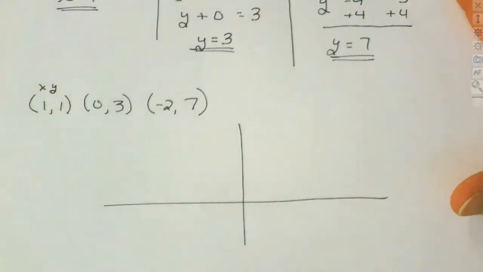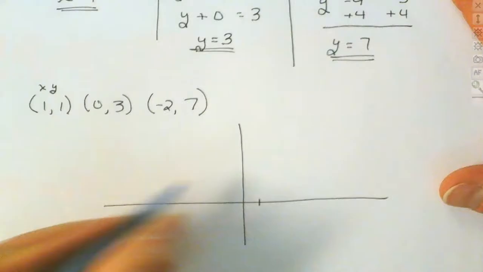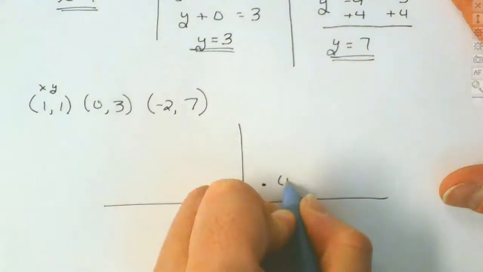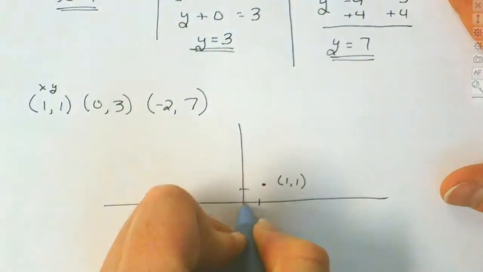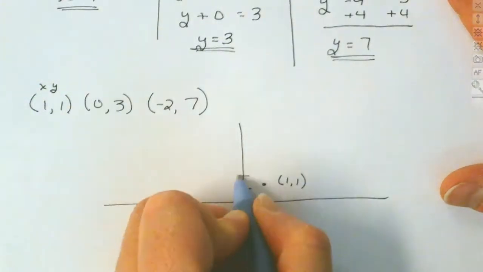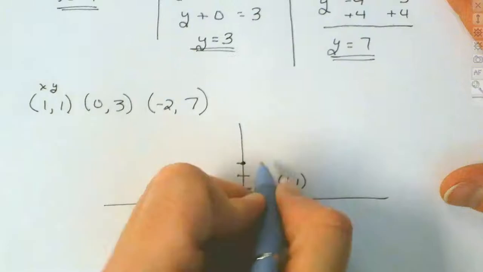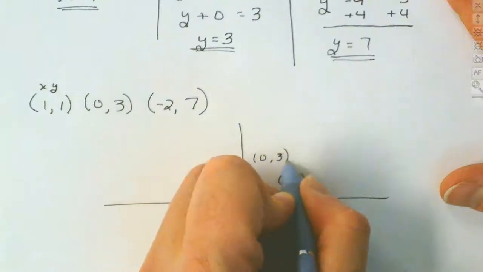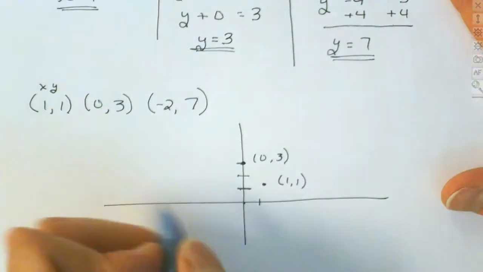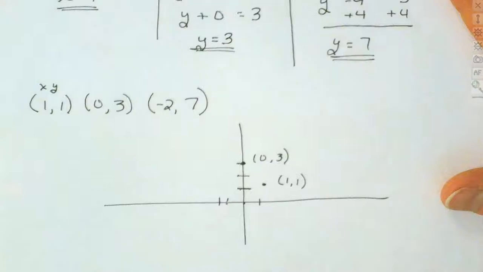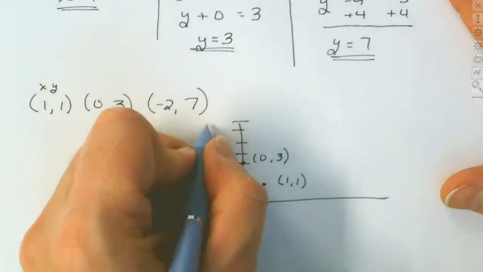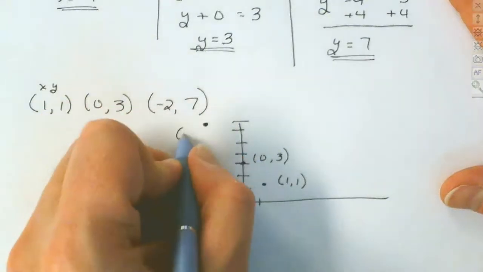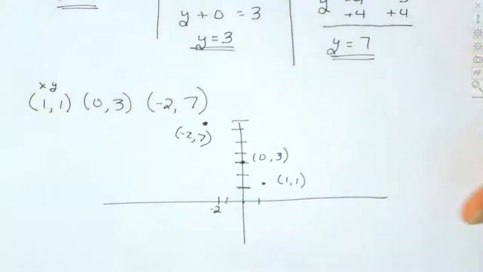So we've got 1, 1. So 1, 1 would be over 1 and up 1. We've got 0, 3. So that's at 0 and up 1, 2, 3. And then we've got our last point, which is at -2, positive 7. So there's 3, 4, 5, 6, 7. So it's going to be right about there at -2, positive 7.